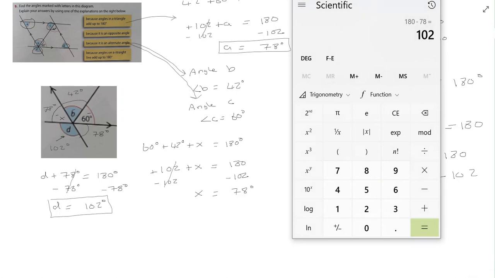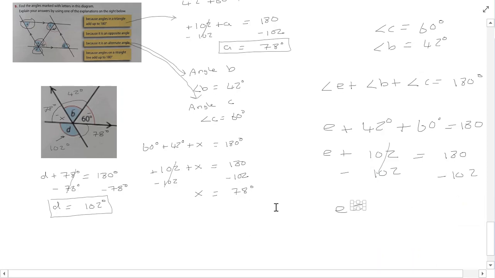Let's work that one out. 180 minus 102 is equal to 78. So E is equal to 78 degrees. That's what E is. The angle E is 78 degrees.